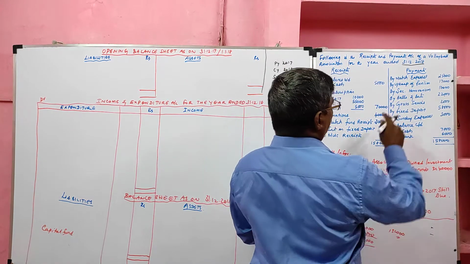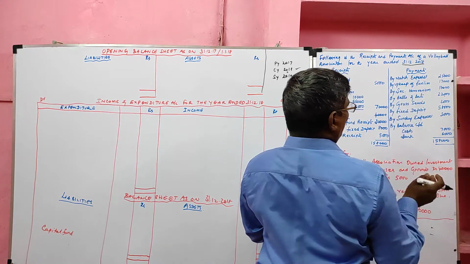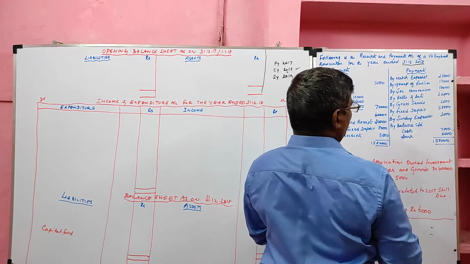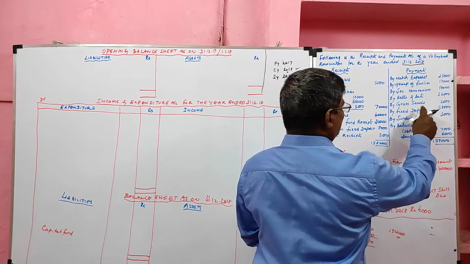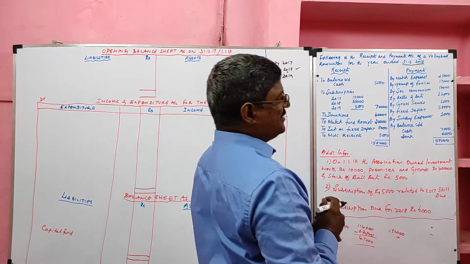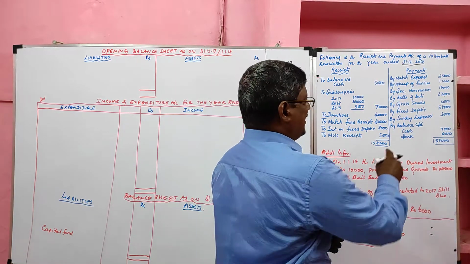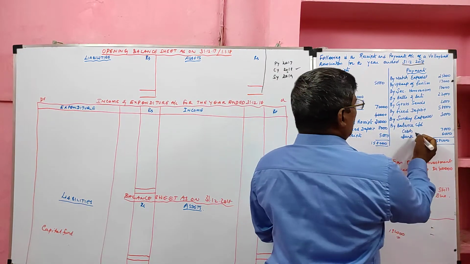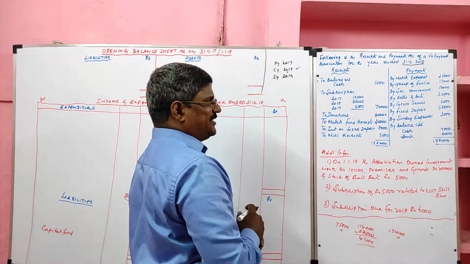Go to the payment side. Match expenses, revenue expenditure. Upkeep of pavilion is a revenue expenditure. Secretary honorarium, revenue expenditure. Ball and bat purchase is a revenue expenditure. Grass seeds, revenue expenditure. Fixed deposit made, it is a capital expenditure, it will go to the asset side. Sundry expenses, revenue expenditure. Closing cash and closing bank go to the closing balance sheet asset side.